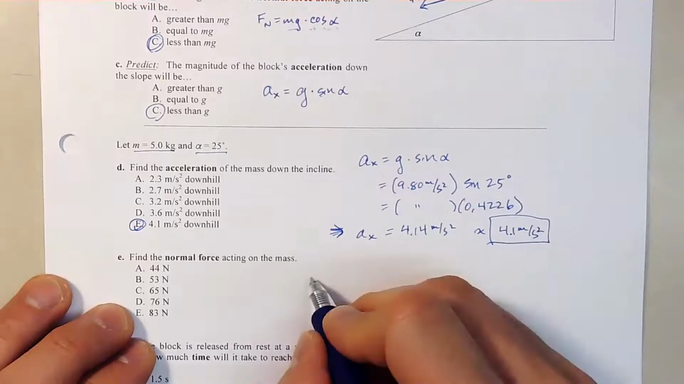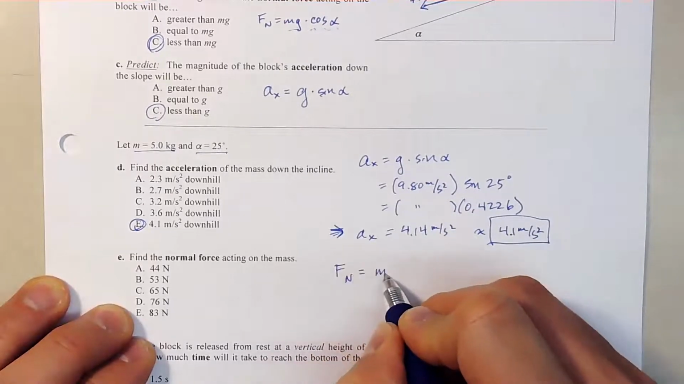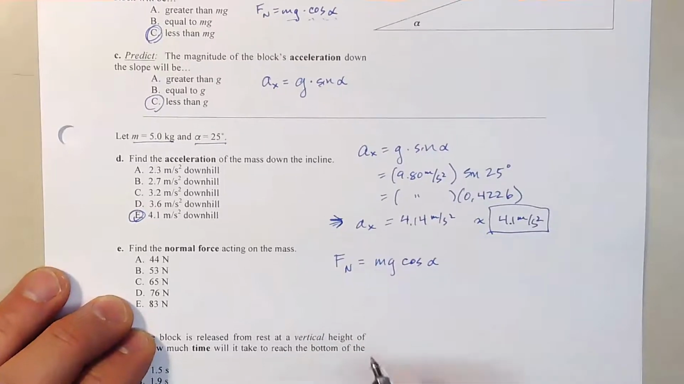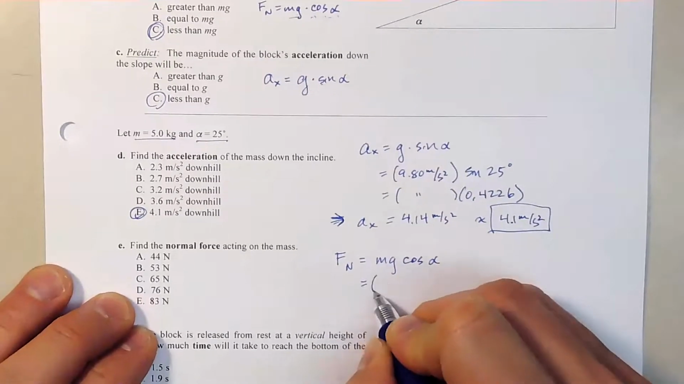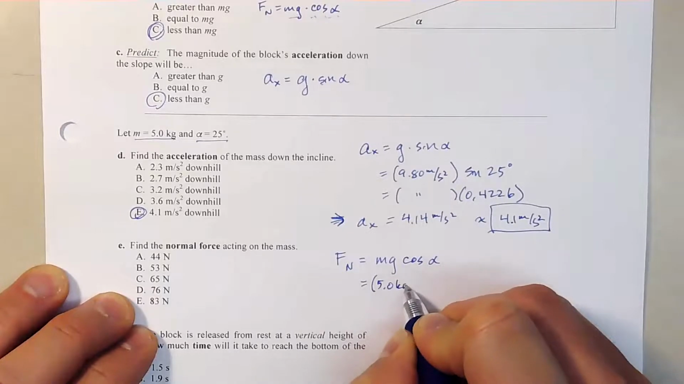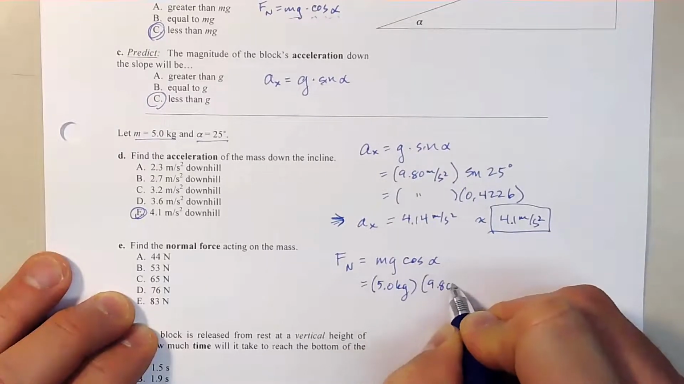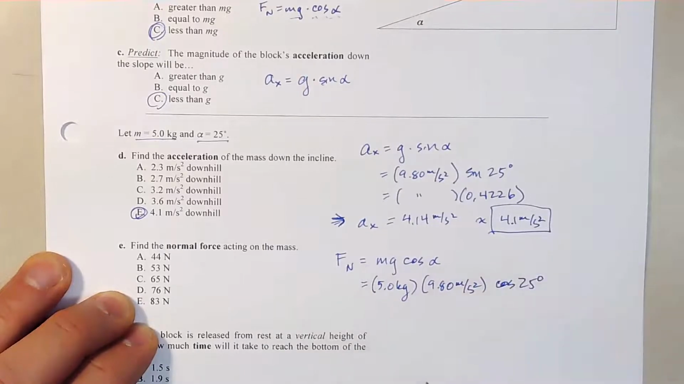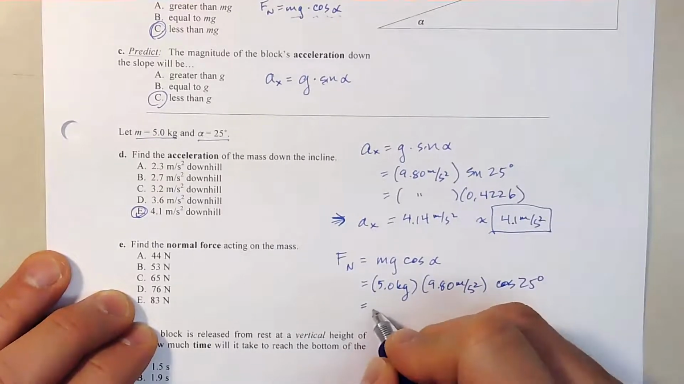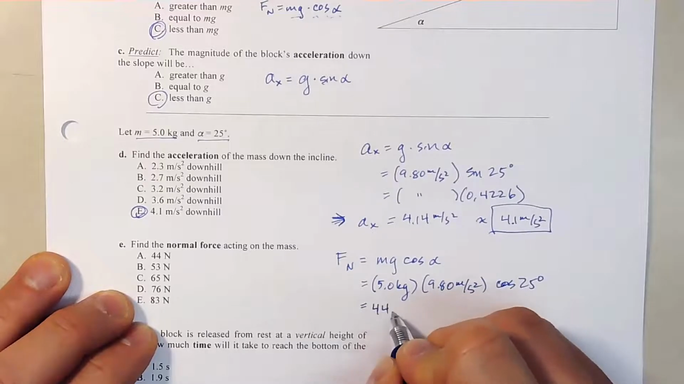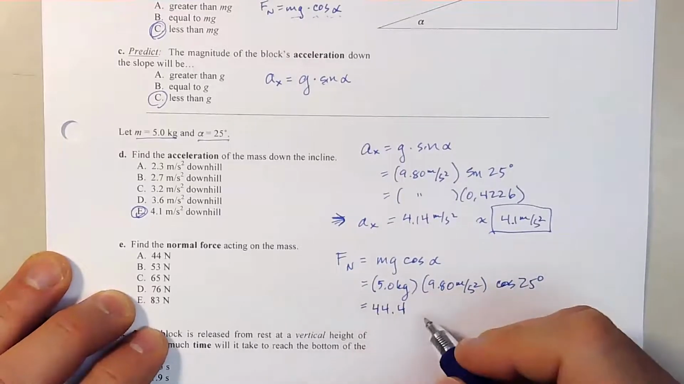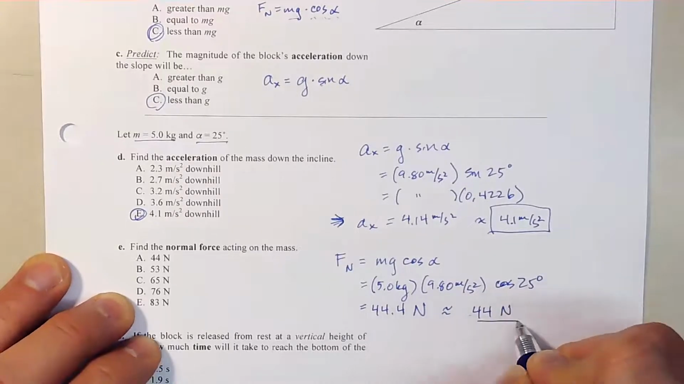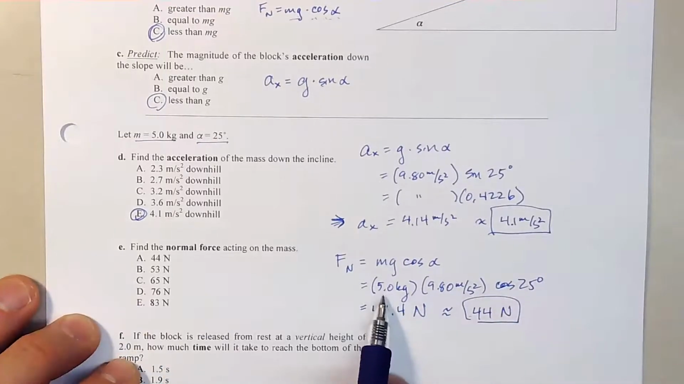The magnitude of the normal force we've already derived is equal to mg cosine alpha. So in that case, this is 5 kilograms, 9.8 meters per second squared, and cosine of 25 degrees. And I calculate what all that is, and that turns out to be about 44.41 newtons, which is about 44 newtons if I round to just 2 significant figures because of that mass right there.